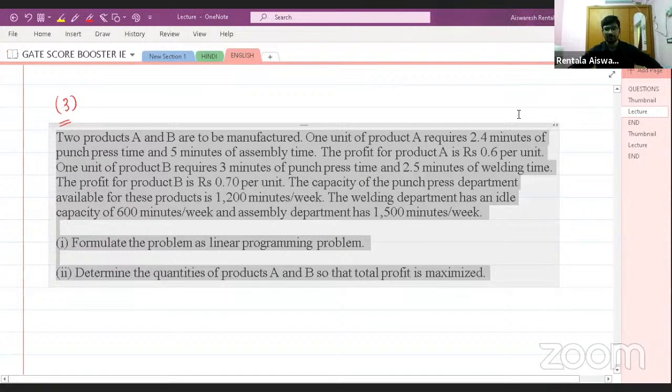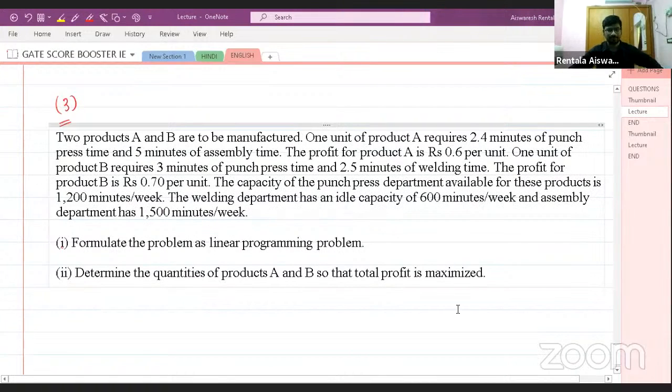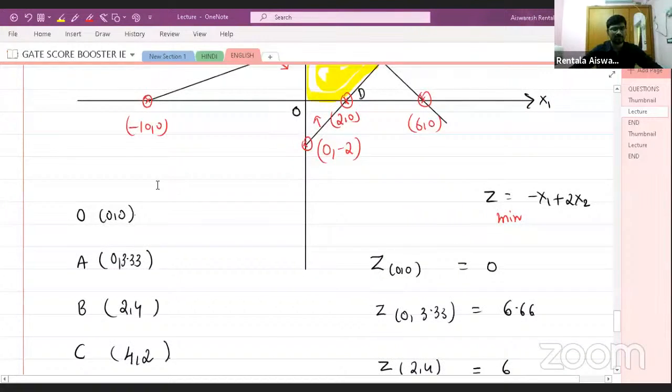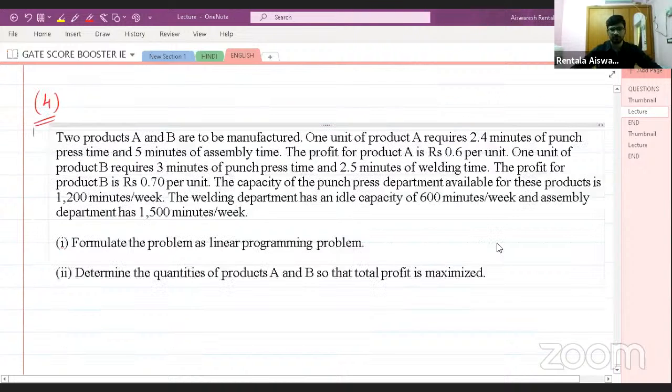Let me do this. I think now it is clearly visible. Read the question and try to write the constraints and objective function. Once you write the constraints and objective function, it will be very simple. You can simply use the graphical method and solve the question. So this is your fourth question.